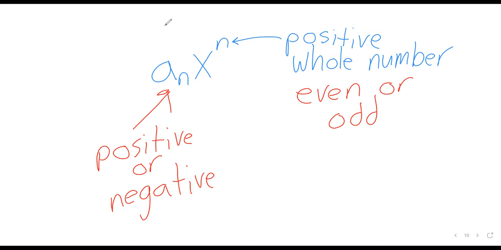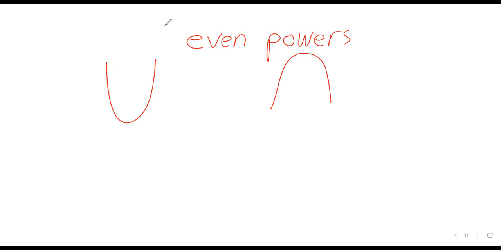So four combinations, positive even, positive odd, negative even, negative odd. Let's look at even powers. And I'll make the observation that we've already looked at polynomials with even powers. We didn't use that word, but quadratics are degree 2 polynomials. So a quadratic looks like this, or like this. And that's true basically for any polynomial or power function, I guess I should say, that has an even whole number as a power.